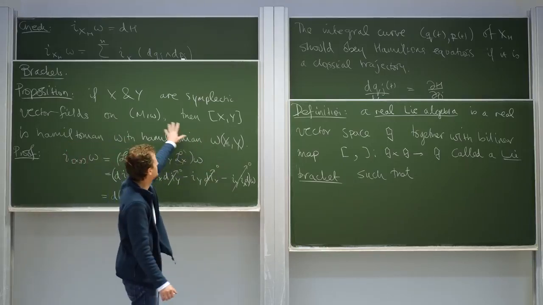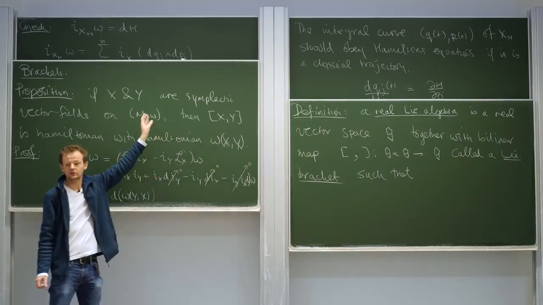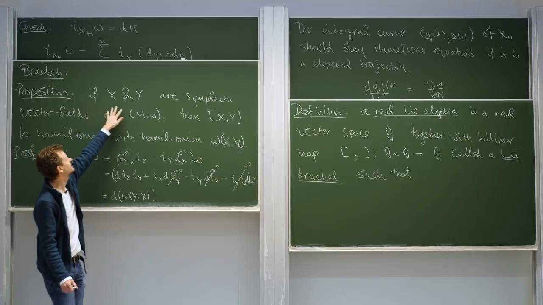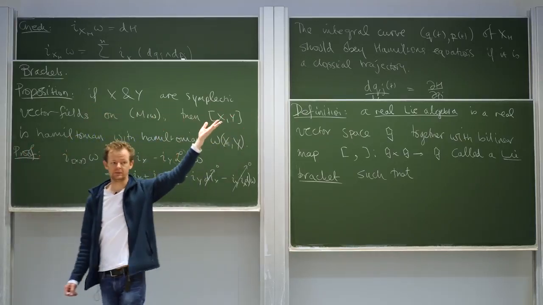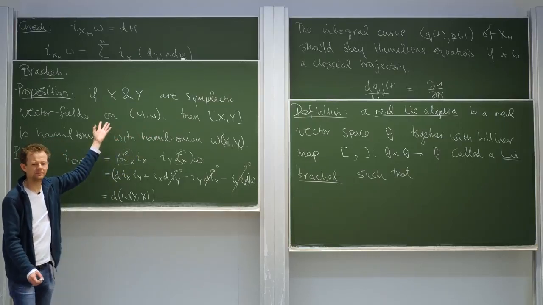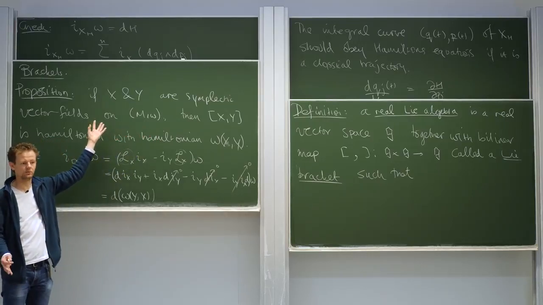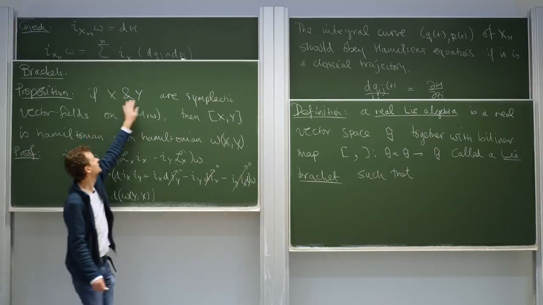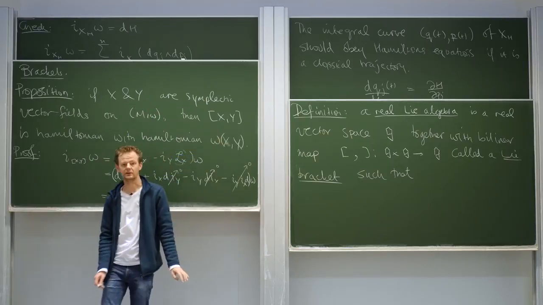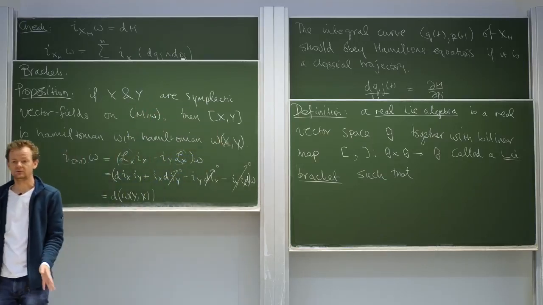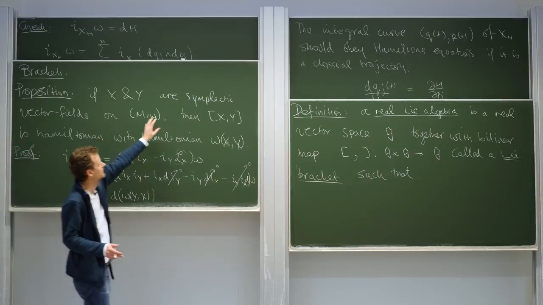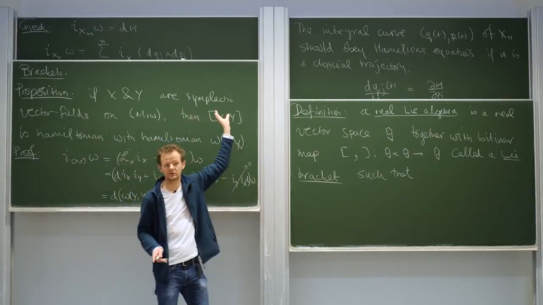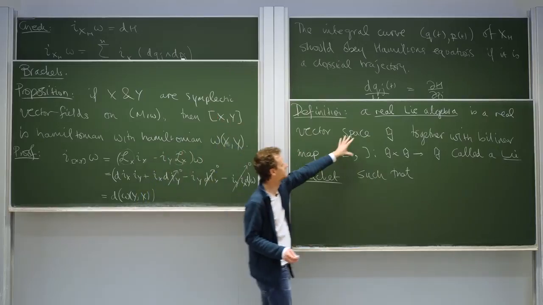So before we get to this definition, this proposition here shows us that if we have two symplectic vector fields, we can take their bracket and get another one. So it's tempting now to think about the space of all symplectic vector fields under this bracket operation, but with this additional bilinear structure. And we're going to isolate that in this definition.